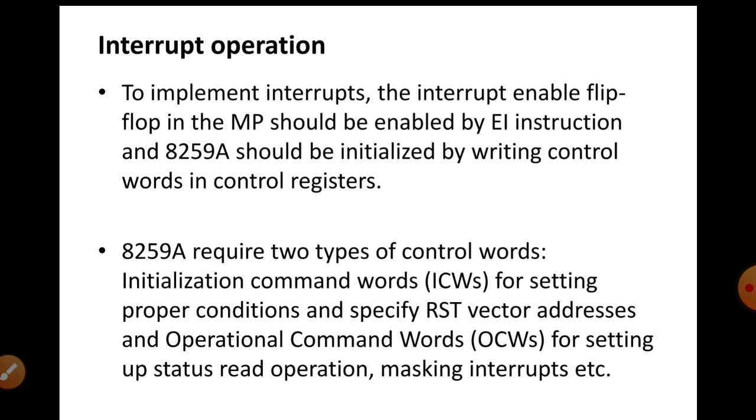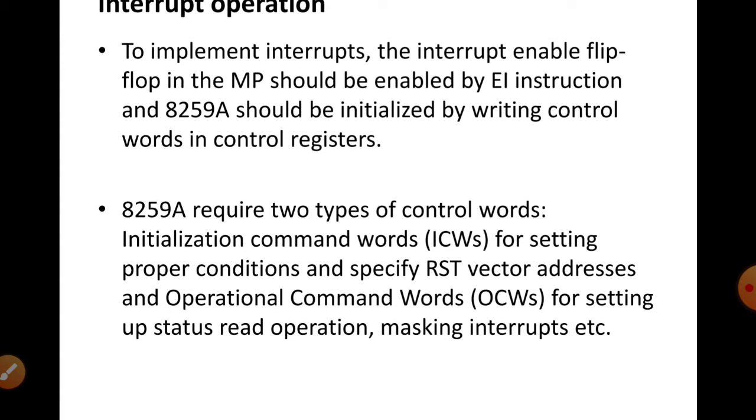So, if any kind of interrupt operation has to be performed by the 8085, its interrupt enable flip flop must be enabled first, and this can be done only by writing a simple instruction, EI. And the 8259 should be initialized by writing a control word into the control register. So, 2 things we have to do. One is to enable the interrupt flip flop by using the EI instruction, and another is writing the control word into the control register.